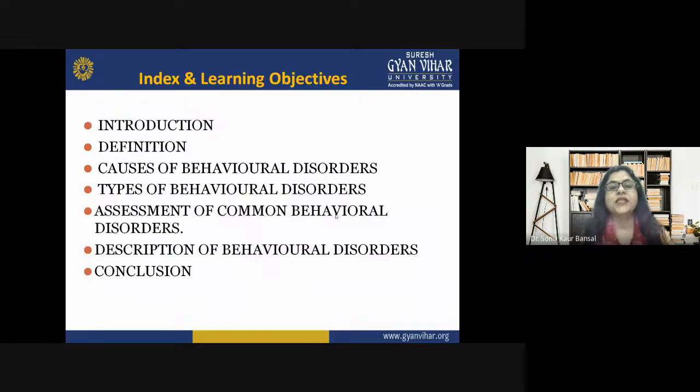So my learning objectives and index are as following on your screen. First of all, we will see the introduction. Then we will define what behavioral problems are and the causes of behavioral problems and disorders. Then you will also be able to understand the types of behavioral disorders among children. Assessment of common behavioral disorders will also be understood by you during this lecture, and you will also be able to comprehend the description of behavioral disorders. And in conclusion, we will see what we have studied during this lecture.